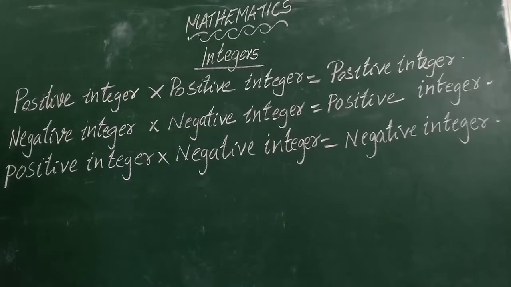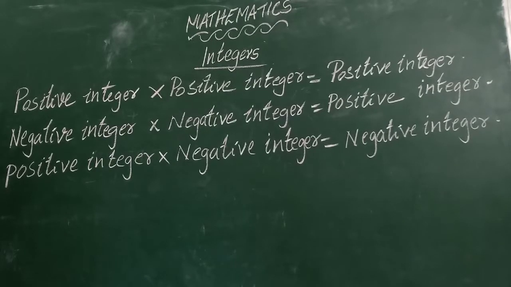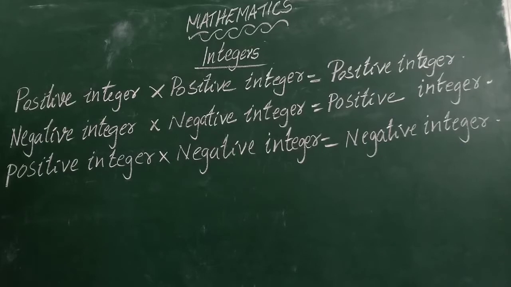Then, when will we get a negative integer as the product? If one number is negative and one number is positive, we will get the answer as negative. A positive integer into a negative integer, or otherwise a negative integer into a positive integer, is equal to a negative integer. That means if one number is positive and one number is negative, we will get a negative integer. Let us see examples also now.